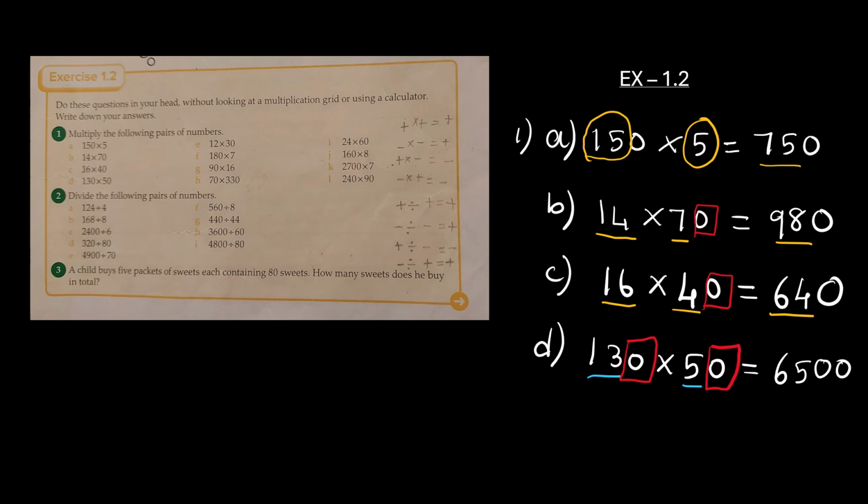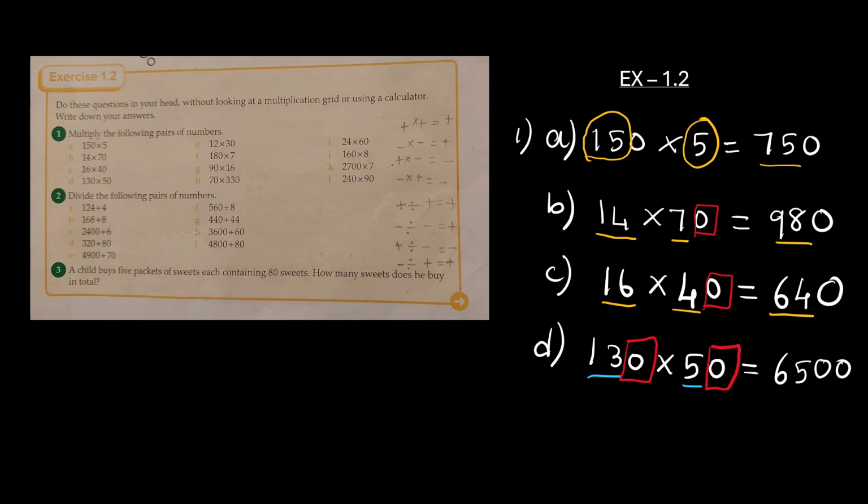Let's read the first question. Multiply the following pairs of numbers. A question is 150 into 5. So we just multiply 15 and 5. So 15 into 5 is 75. We have to add the 0 at last. So the answer is 750.